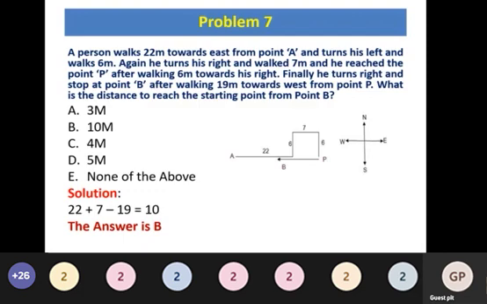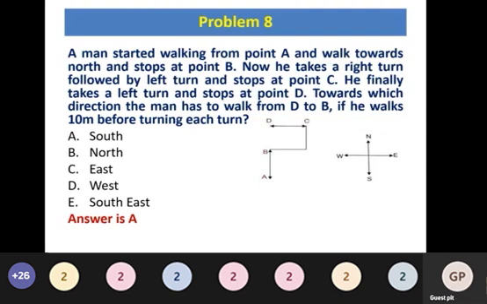22 plus 7 minus 19 is equal to 10. So why is this 19? Because we have to subtract the distance between B and P actually. So we have to sum all of them, then subtract 19, so that we'll get the answer to what is the distance to reach the starting point from point B, which is 10 meters. So the answer is B.